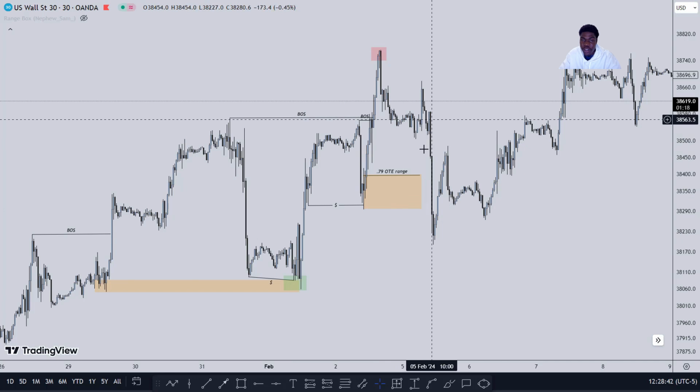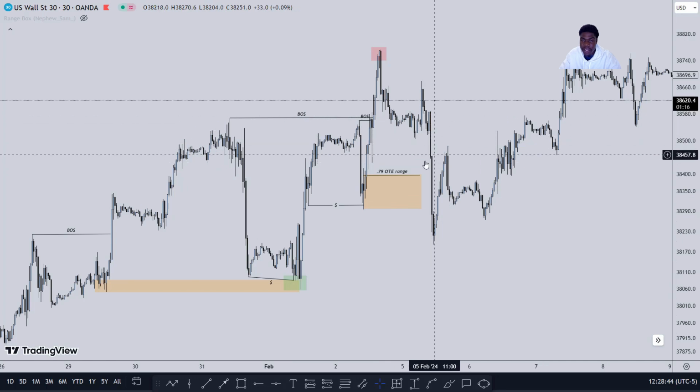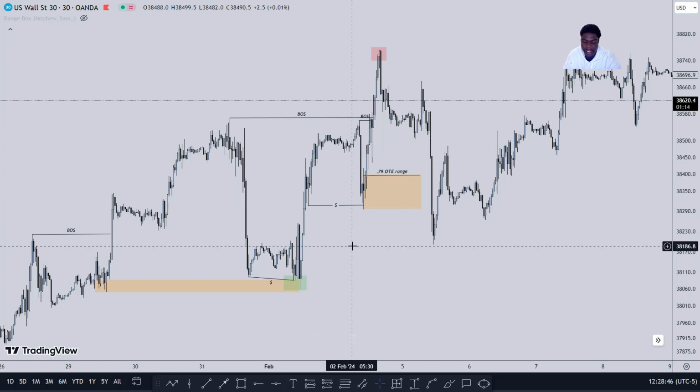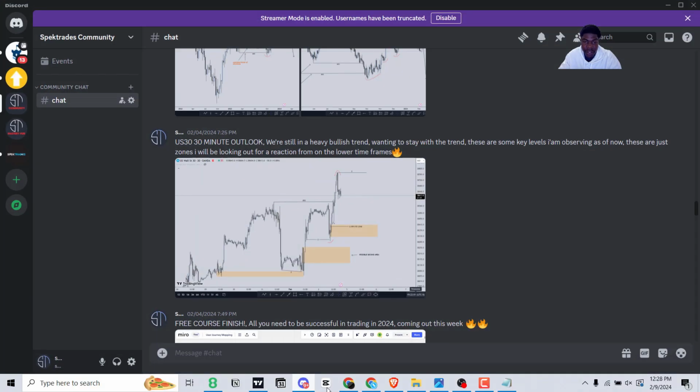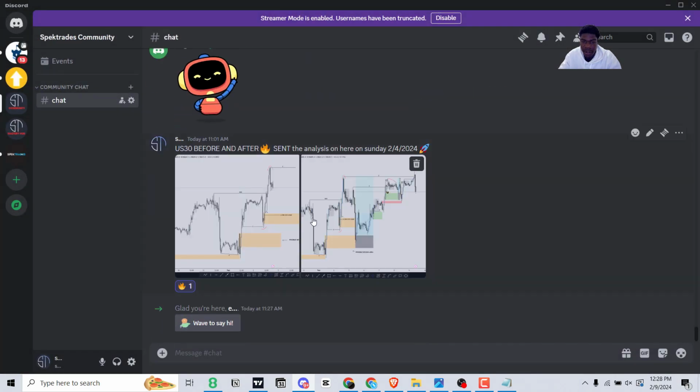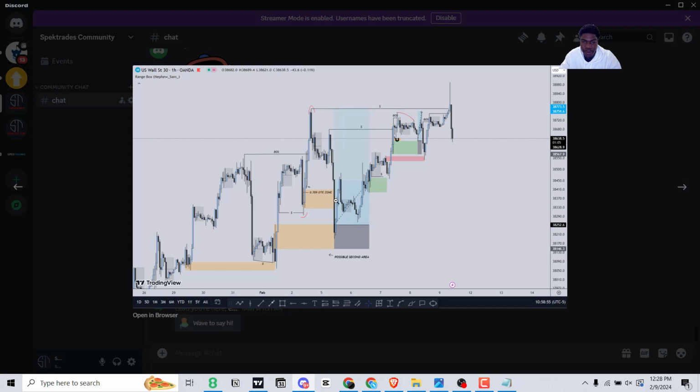So once I saw price start dropping hard right here, I disregarded this point of interest because, as we can see, let's get back on the Discord. As we can see, the first point of interest failed, right?